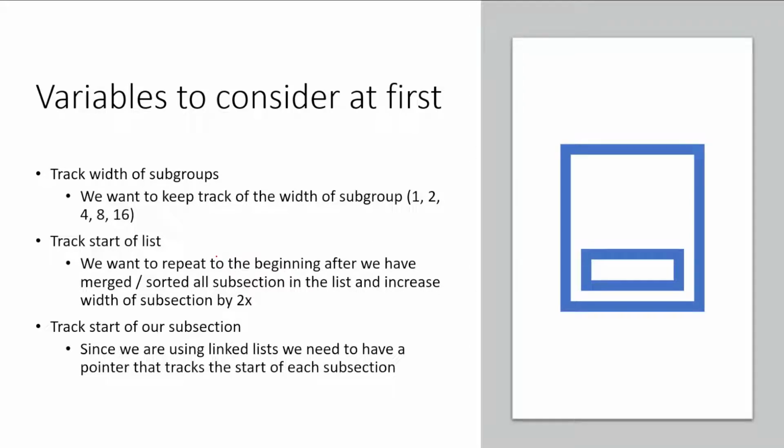First, we really want to focus on tracking the width of those subsections. We're going to track the size after every single iteration through the list. That's going to increase by a power of 2, so it starts at 1, goes to 2, 4, 8, until those subsections exceed the length of the list. We're going to track the start of the list, that way we can repeat the loop on the condition of the subsections being less than the length of the list. And we also have to keep track of the start of those subsections. Since we are using a linked list, we need to have a pointer that tracks the beginning of each subsection.